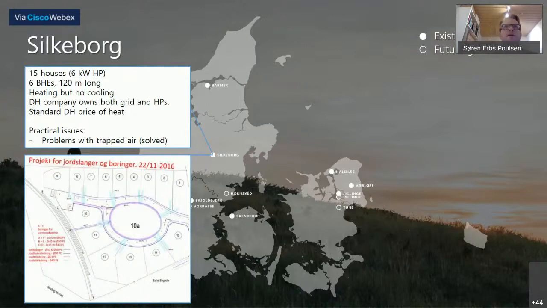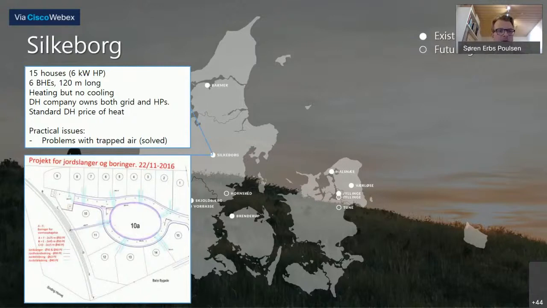One general comment is that these grids are commercial. That means the compilation of operational data is very sparse. The best example we have is this grid in Silkeborg that was established in relation to a research project. So some operational data has been compiled from this grid. It supplies 15 houses, each with a 6 kilowatt heat pump. It utilizes six borehole heat exchangers, 120 meters long. It supplies heating, but no cooling. Cooling was considered, but it wasn't implemented.